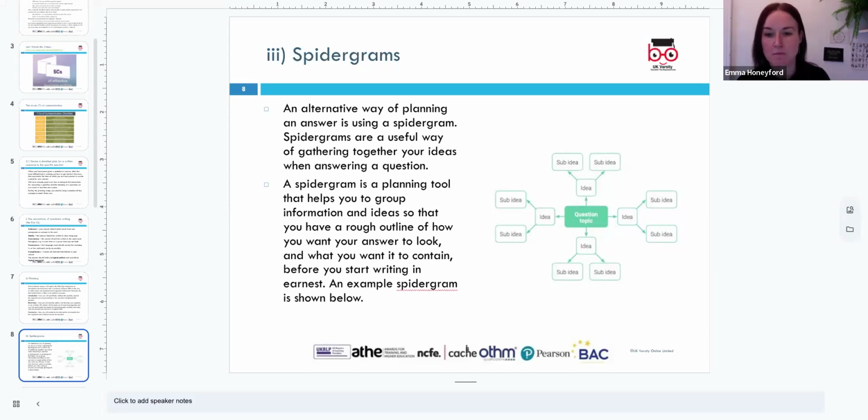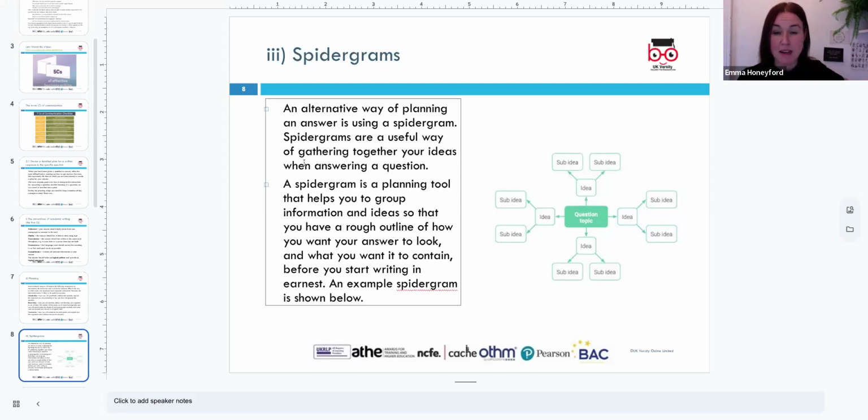So this is a spidergram, and you'll see you've got your general question at the centre, and then it will branch off into your ideas, and then the other sub ideas, and you can start to make connections between the different ideas. So it's a good visual way to look at it and to make sense of what's going on within your head around the different ideas. So spidergrams are a useful way of gathering together your ideas when answering a question.